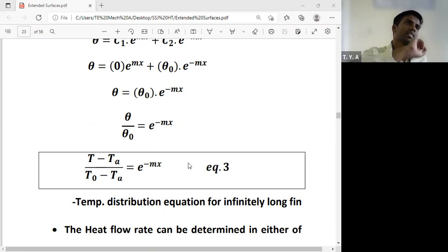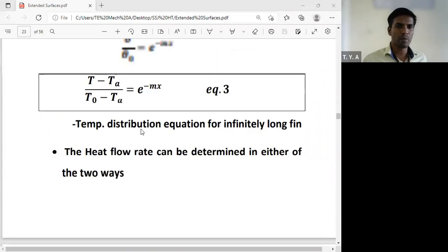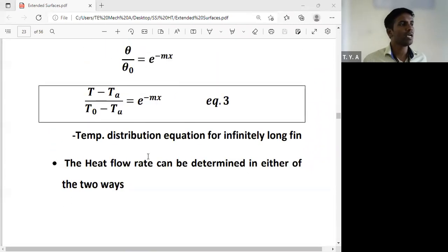When the length of the fin is infinite, at that time how to calculate the temperature at any location? For that we have to use this temperature distribution equation. So by using this equation we can calculate the Q. Our aim is to calculate the rate of heat transfer.